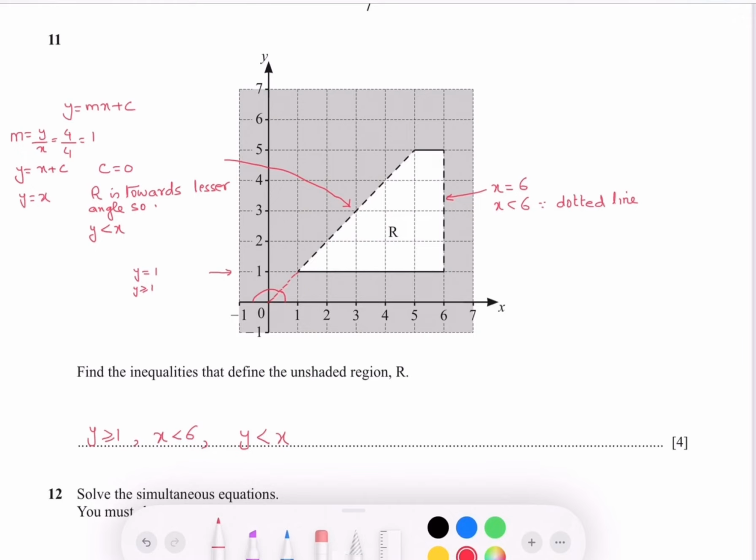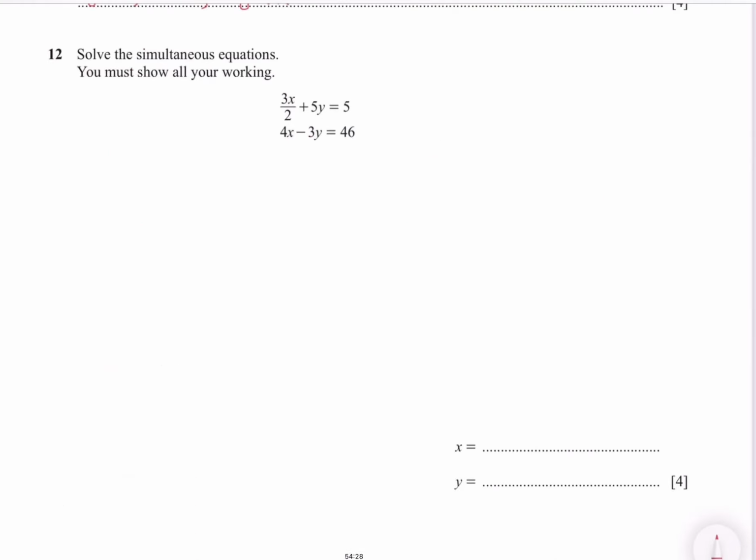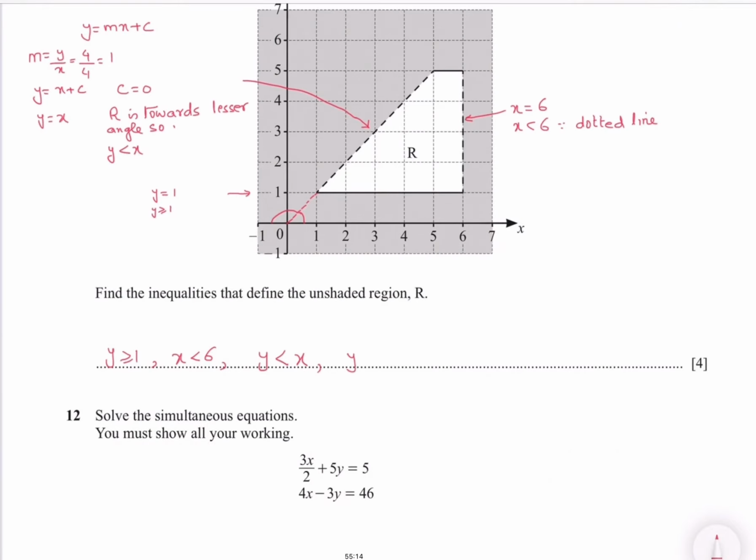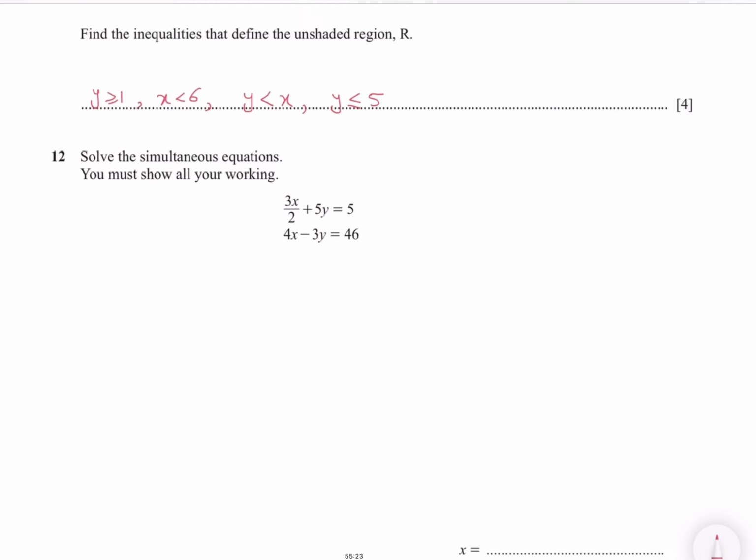Okay, now the fourth one is y is equal to 5. Wait, just give me, yes. So this line is y is equal to 5. This is a solid line, and the required region R is below this line, so I can write y is less than or equal to 5.